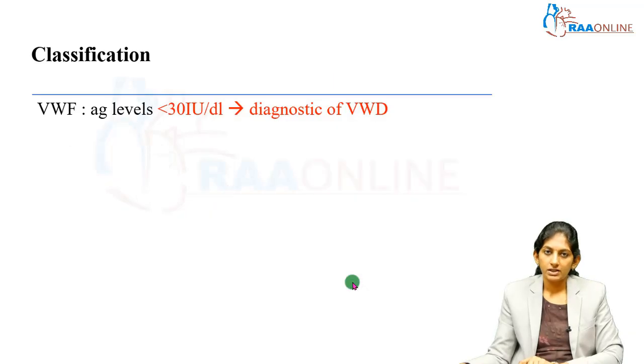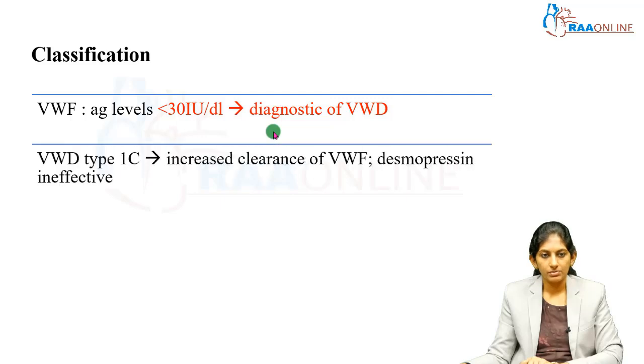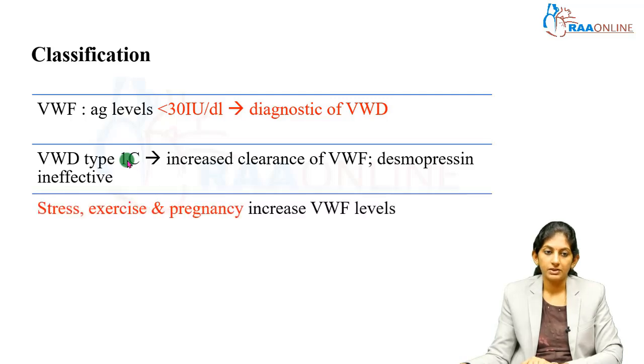Von Willebrand factor antigen levels are measured. Less than 30 is diagnostic of von Willebrand disease. There is another type which we have not seen in the previous slide, which is type 1C. There is an increased clearance of von Willebrand factor. Although quantitatively it is less, it is mainly because of increased clearance. So, desmopressin will not be effective here.